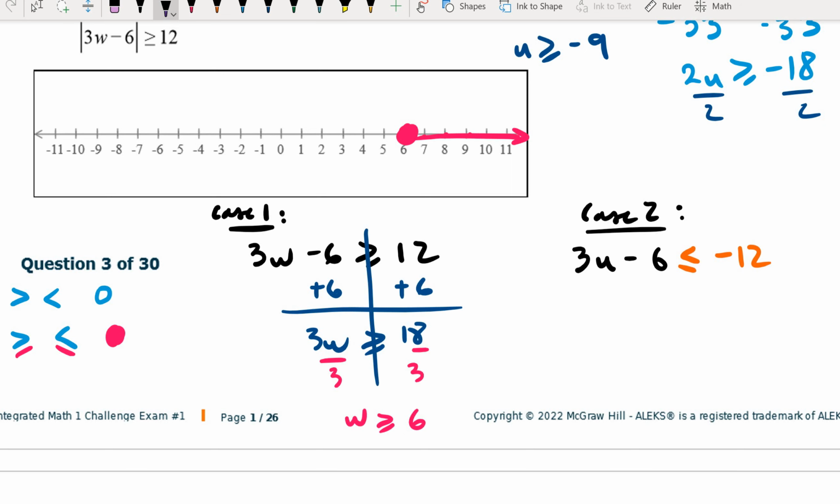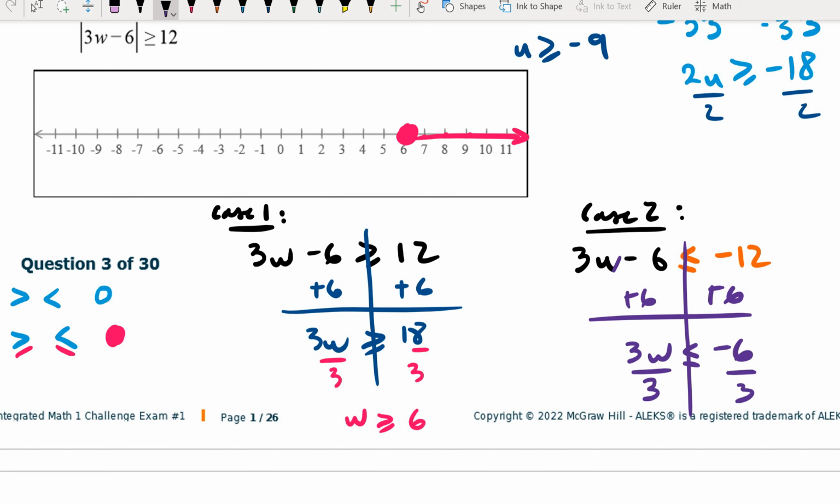Now on case 2, same steps. We're going to add 6 to both sides. 3w less than or equal to negative 12 plus 6, which is negative 6. Then we're going to divide by 3 on both sides. So w less than or equal to negative 2. Now keep in mind that when you divide by a positive number, you don't have to flip the inequality sign. If you divide by negative 3, then the inequality sign will go to the opposite direction. For this case, it's going to stay the same.